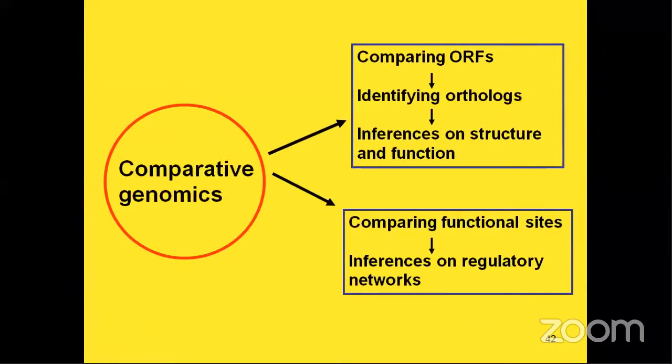Comparative genomics. As I told you earlier, the entire process, the entire mechanism is obtained by comparing the sequences, comparing the nucleotide sequences, comparing the amino acid sequences. The major aspect of bioinformatics is to have the annotations.